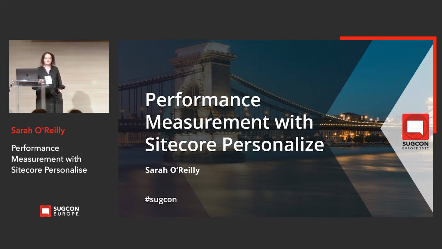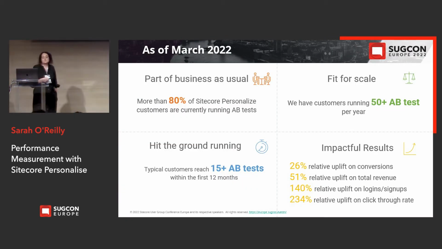And what we talk about today is performance measurement. Performance measurement is kind of like people management. A lot of people think they know how to do it, but not a lot of people do it very well. The way I'm going to go through this is I'm going to start with a use case, and I'm going to walk you through all the different steps of performance measurement and how you can do that using Sitecore Personalize. So to start off with, I want to talk about some facts and figures.